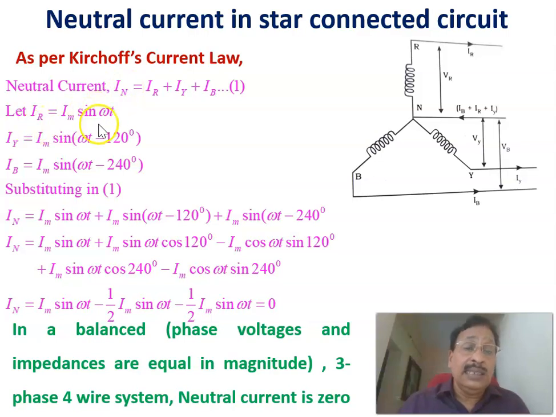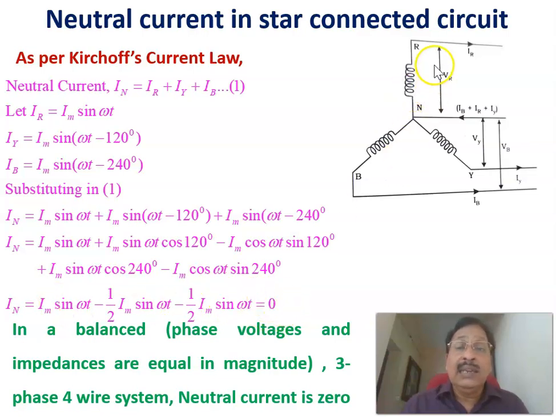Now, IR equal to Im sin omega t. Of course, the second phase is Im sin omega t minus 120, and the third phase current is Im sin omega t minus 240. If you substitute these in this equation, the neutral current can be calculated: Im sin omega t plus Im sin omega t minus 120 plus Im sin omega t minus 240. If you expand this, it equals Im sin omega t minus half Im sin omega t, again minus half Im sin omega t, equal to 0.